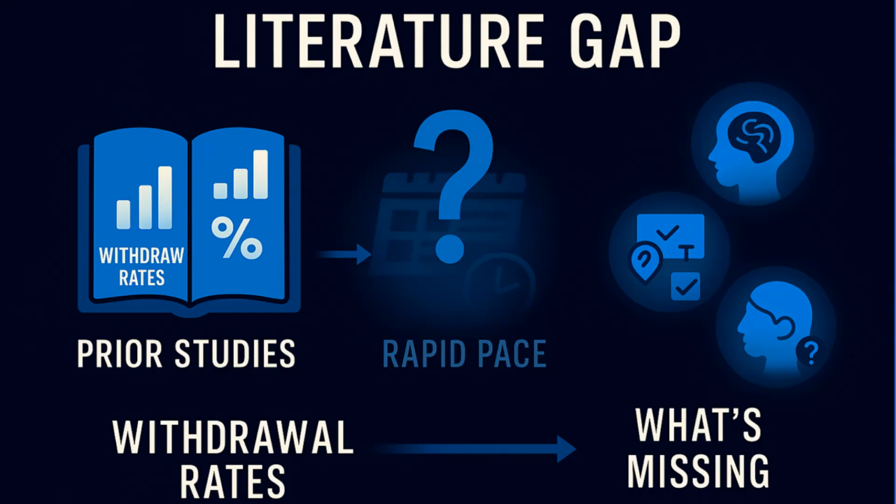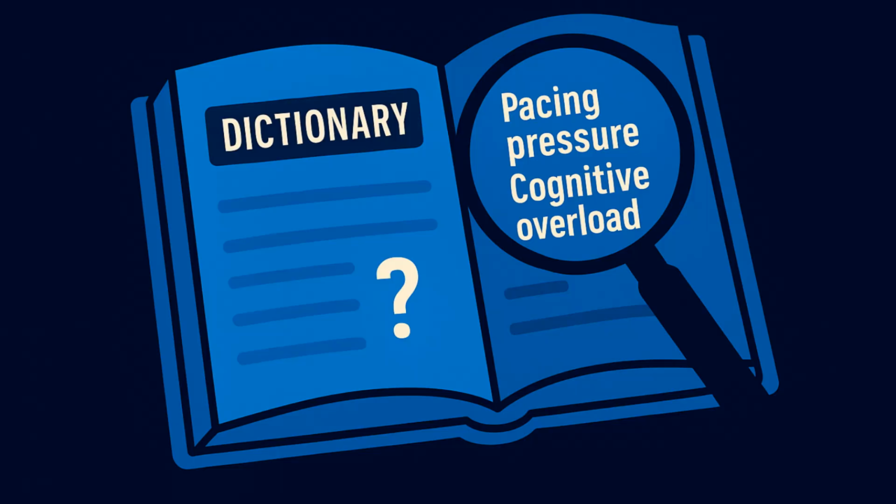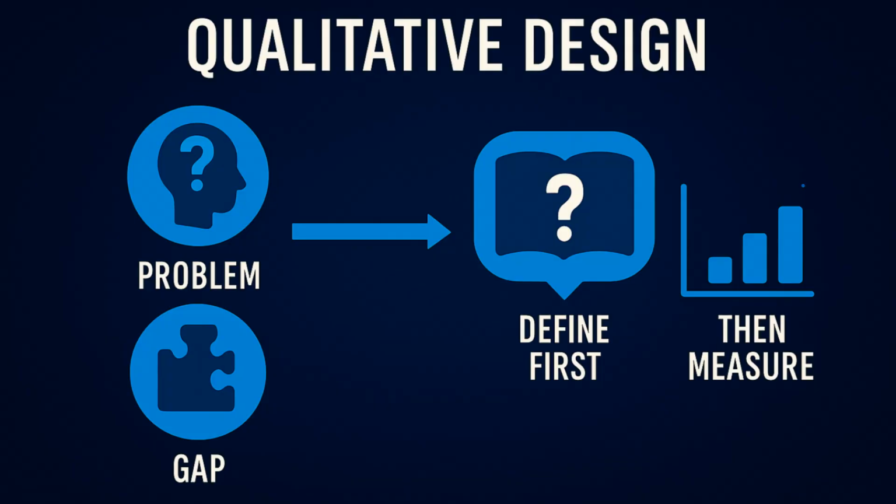Without understanding these dimensions, it is impossible to determine what should be measured or how to operationalize the constructs. The literature gap in this instance signals not only a lack of interpretation, but also a lack of conceptual clarity. Before variables can be identified and quantified, the field must first know what pacing pressure, or cognitive overload, means to learners. The research problem and gap indicate that the study must develop conceptual understanding before any measurement can occur. Therefore, a qualitative design is essential.